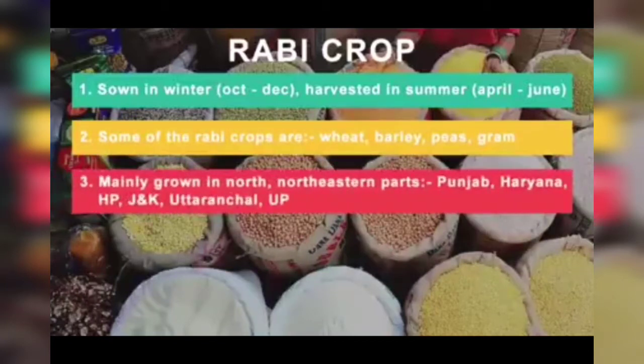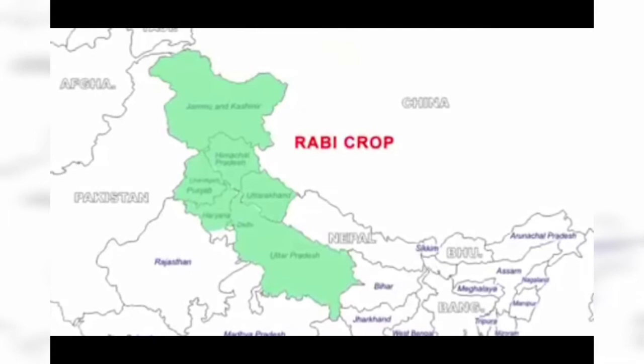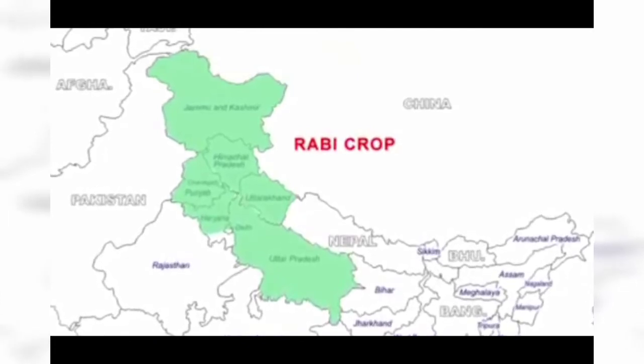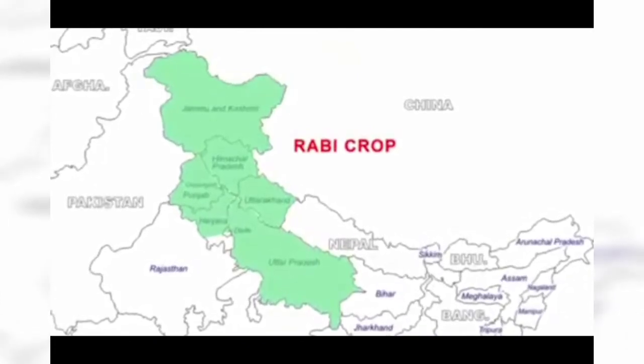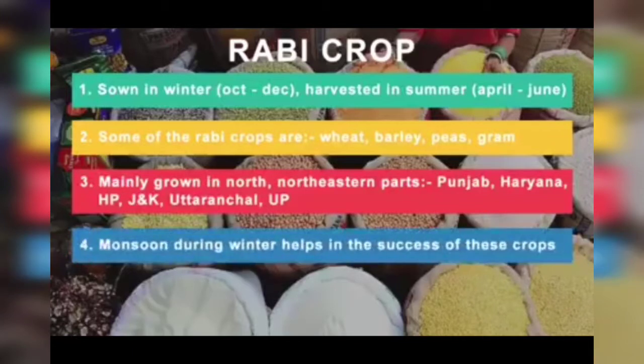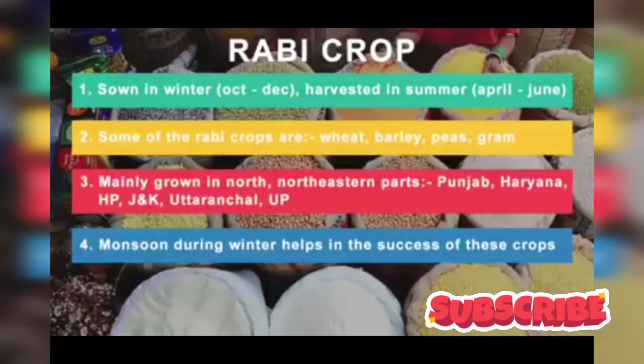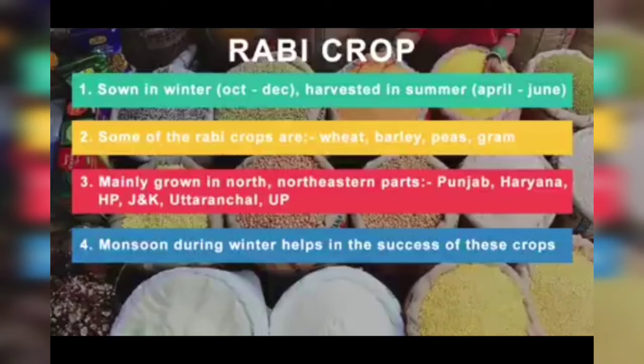Now these crops are grown in a large part of India, especially places near north and northwestern parts, such as Punjab, Haryana, Himachal Pradesh, Jammu and Kashmir, Uttaranchal and Uttar Pradesh. So remember, India has two types of monsoon, that is southwestern monsoon and then northeastern monsoon. The second one, that is the northeastern monsoon, occurs during the winter season. Therefore, this rainfall helps in the success of these crops.